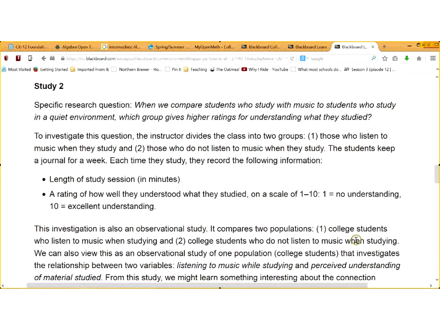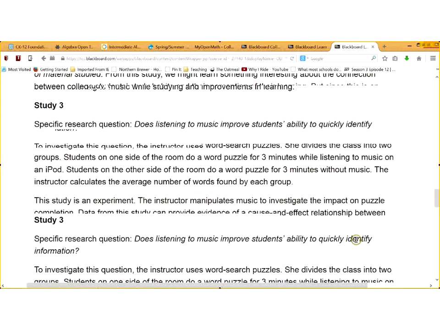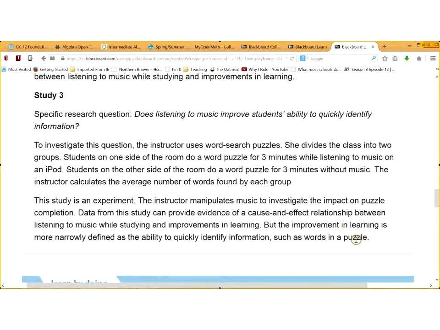Right? But again, this is observational because the instructor did not have the students listen to music or not listen to music. The students decided themselves. So he's merely observing whether or not they listen to music, and then how well they studied and how well they feel that they understood the material.